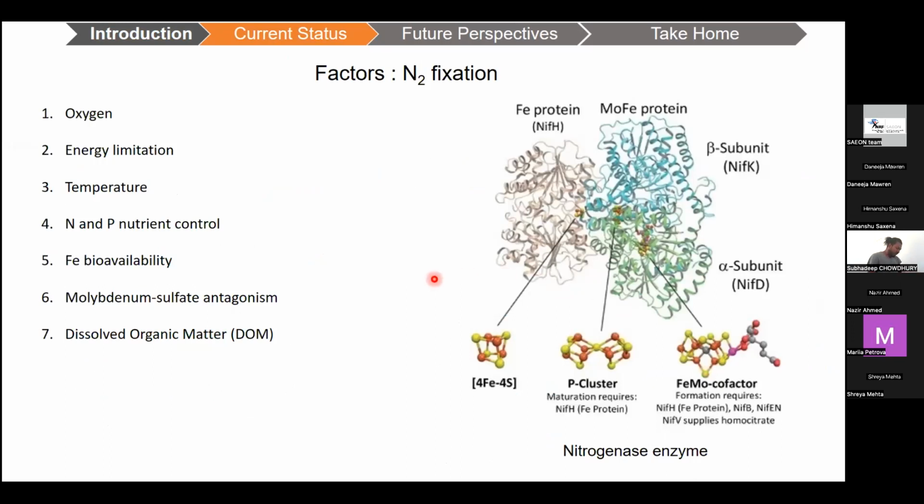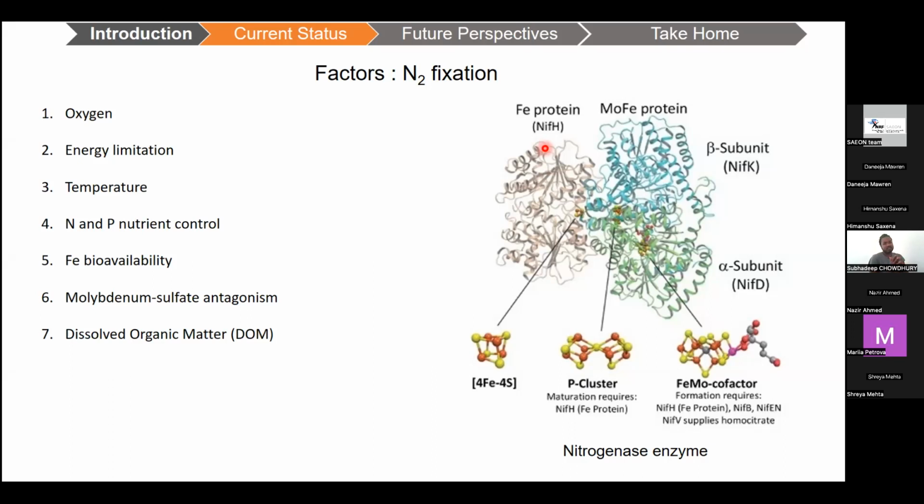To know what the different factors are that affect nitrogen fixation: on the right side is an image of the nitrogenase enzyme. There you can see two main components. One is the iron protein, the dinitrogenase reductase, and the other is the MoFe protein, the catalytic site, where there is an iron-sulfur cluster. In all these cases, an iron-sulfur cluster binds these two portions of the protein and helps in nitrogen fixation.